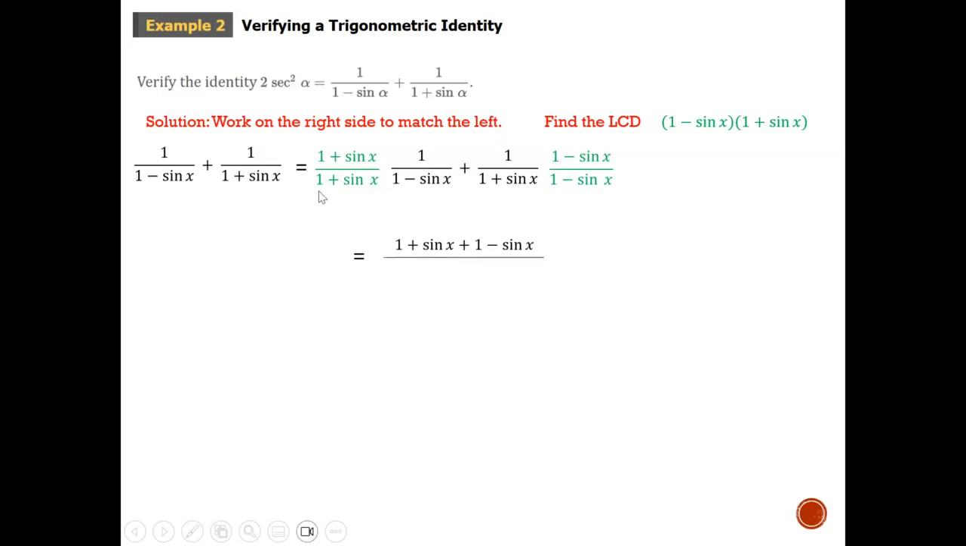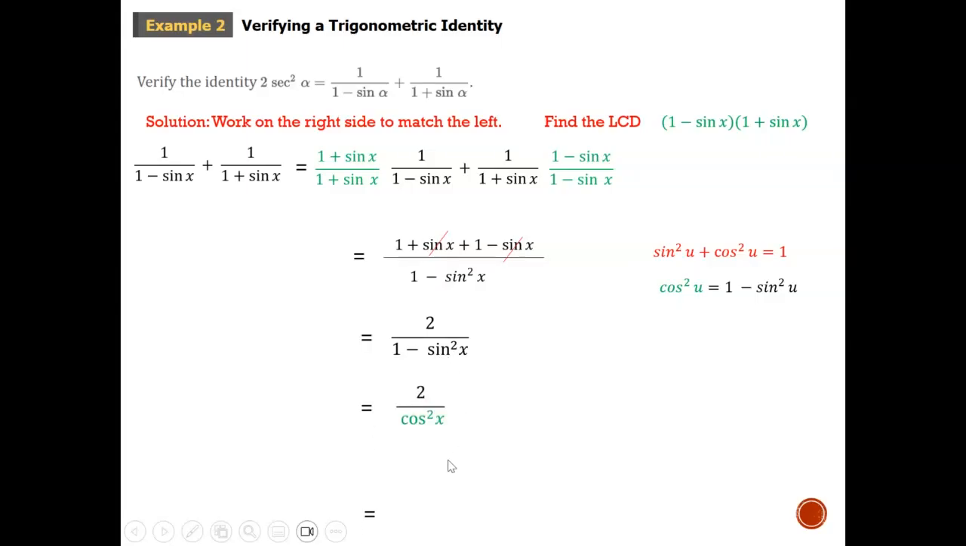On the bottom, guys, if you multiply these, it's going to give us 1 minus sine squared x. Now you notice sine x and negative sine x add up to 0. So we're left with 2 over 1 minus sine squared x. Now let's see if we can simplify the denominator to make it look like secant. We know that, to match this from the Pythagorean identity, we can subtract sine squared x from both sides. So cosine squared u is equal to 1 minus sine squared u. So I'm going to replace 1 minus sine squared x with cosine squared x.